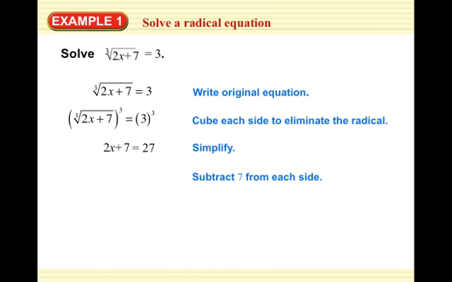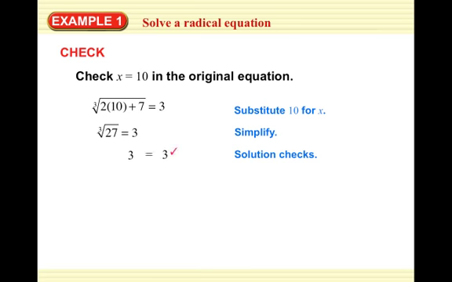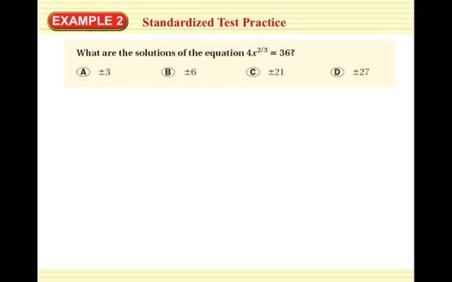We subtract 7 from both sides to get 2x equals 20. So x equals 10. Okay, so we plug 10 into the original equation, make sure it works. So we have the cube root of 2 times 10 plus 7. So 20 plus 7 is 27. We have the cube root of 27 equals 3. Well, that means our solution checks. Let's look at example 2.